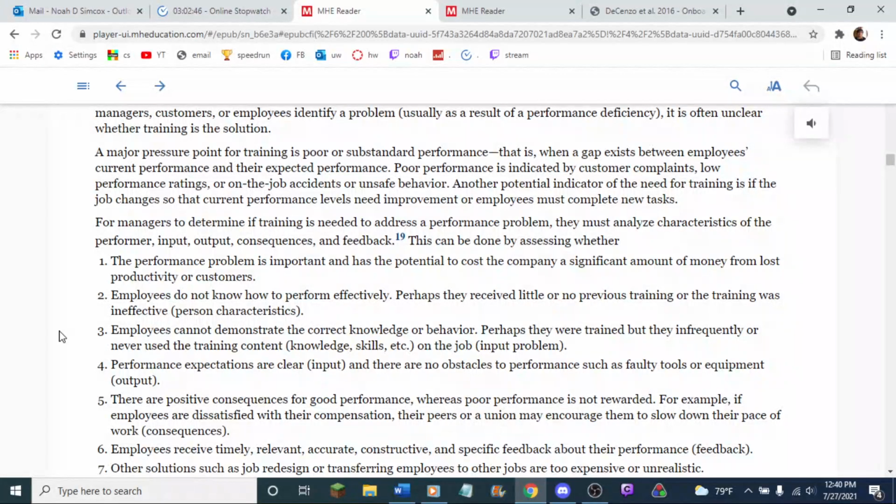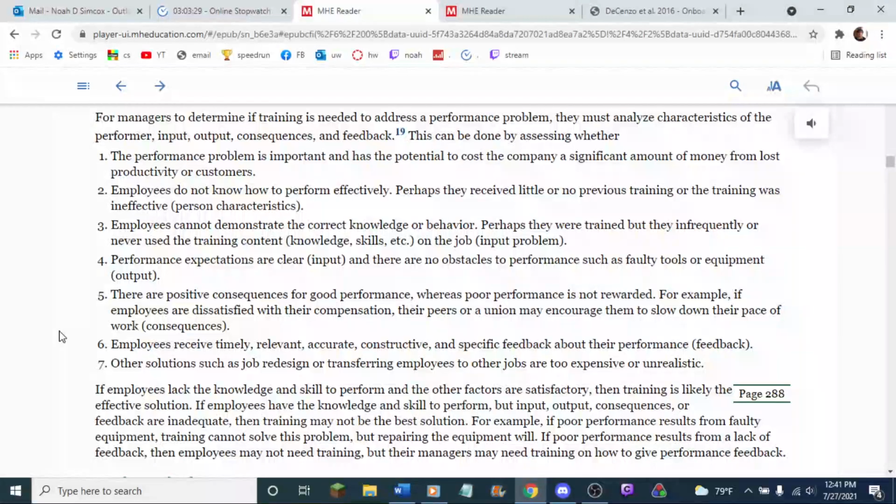Another potential indicator of the need for training is if the job changes so that the current performance levels need improvement, or employees must complete new tasks. For managers to determine if training is needed to address the performance problem, they must analyze characteristics of the performer. Input, output, consequences, and feedback. This can be done by assessing whether the performance problem is important and has the potential to cost the company a significant amount of money from lost productivity or customers.